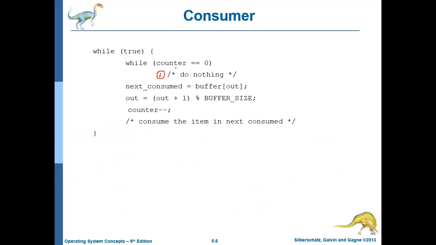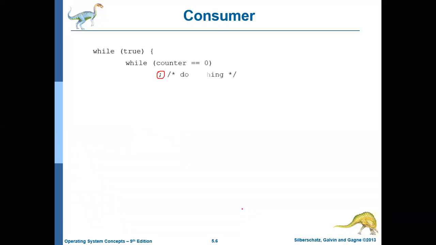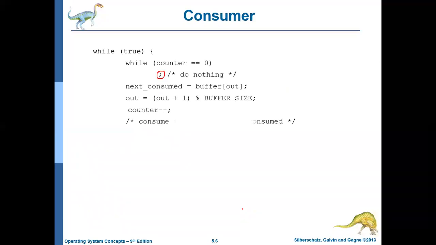As long as counter is 0, it will wait. The moment counter becomes 1, 2 or something, then it will come inside. Based on the previous case, we know counter is 1, that is, one item the producer has added. So counter is not 0, and as counter is not 0, it will come in. Then next consumed is equal to buffer of out. Out is a local variable which is maintained by the consumer. Initially out value will be 0.